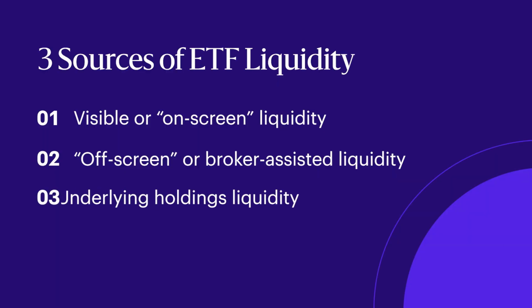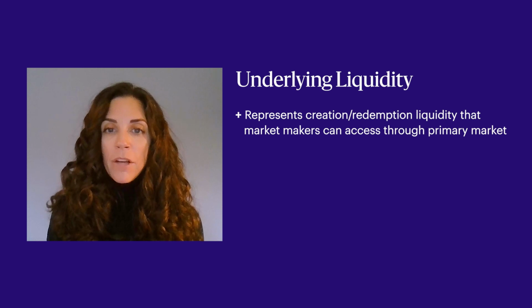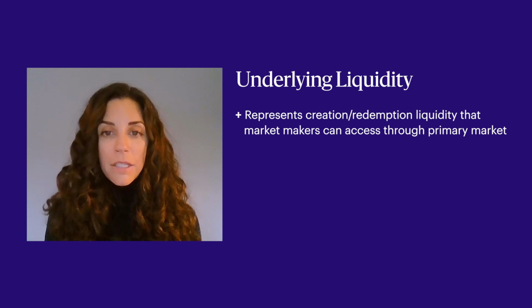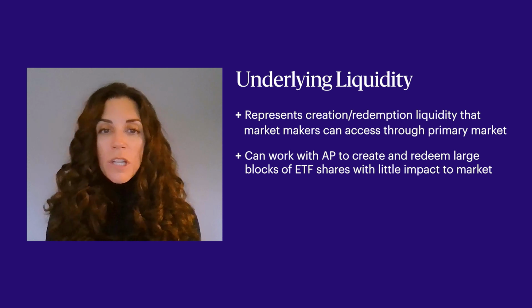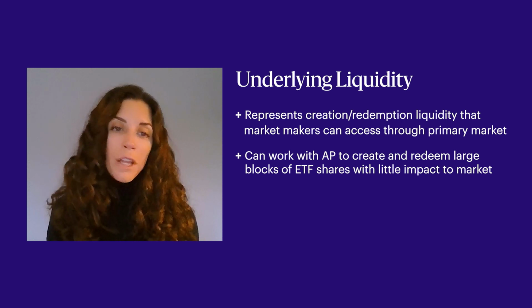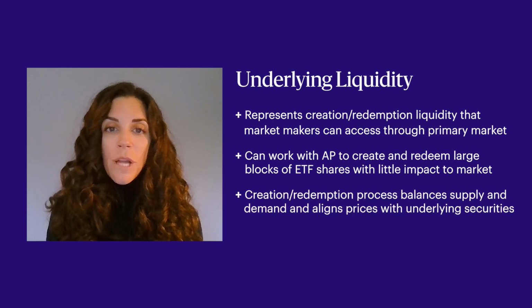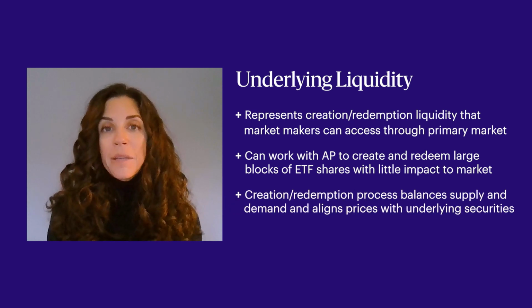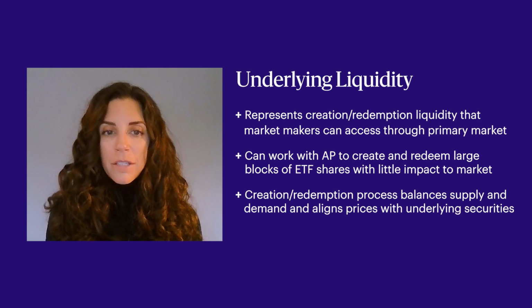The third level is the underlying liquidity, and this is the bulk of ETF liquidity. This represents the creation and redemption liquidity that market makers can access through the primary market. It can work directly with an authorized participant to create and redeem large blocks of ETF shares directly from the ETF with little impact to the market. The creation and redemption process helps keep supply and demand in balance and leads to ETF prices that are generally in line with the value of the underlying securities.